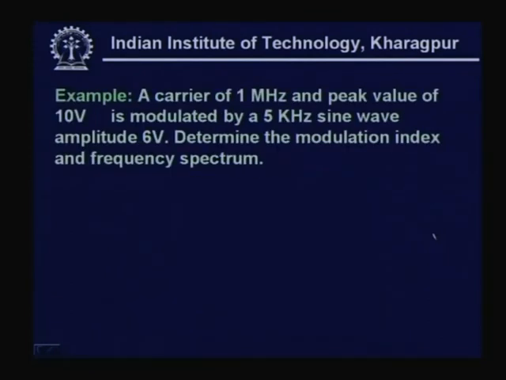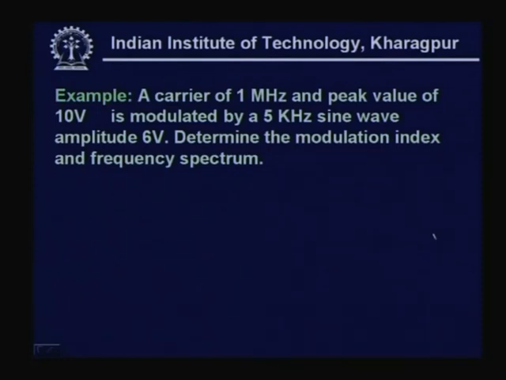Now, what is the effect of this? Let us take an example. Suppose a carrier of 1 megahertz and peak value 10 volts is modulated by a 5 kilohertz sine wave having maximum amplitude 6 volts. Determine the modulation index and frequency spectrum.